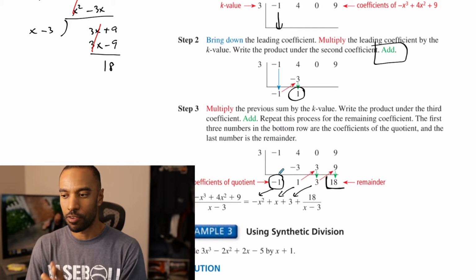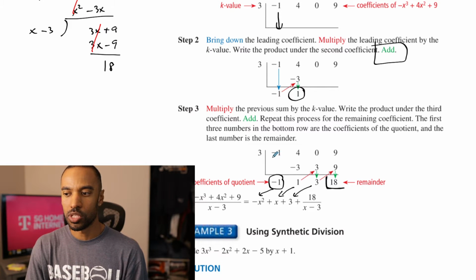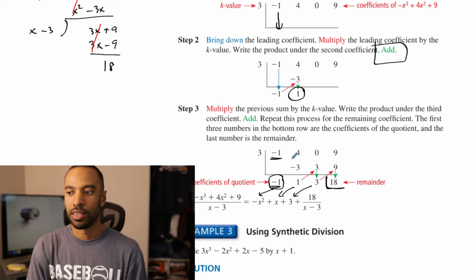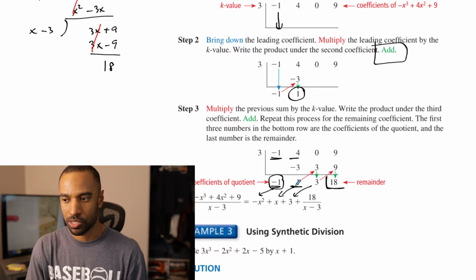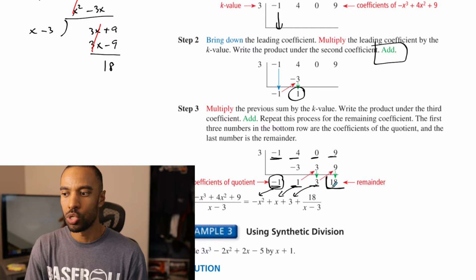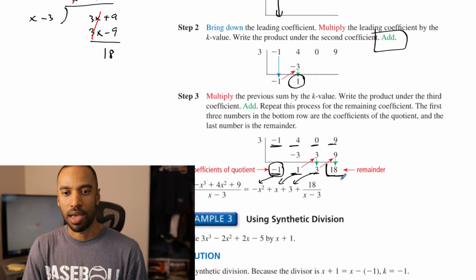That's what synthetic division understands, is that this was a cubic coefficient. Now this is a quadratic coefficient. It goes from an x cubed to an x squared. This goes from an x squared to an x. This goes from an x to a constant. This goes from a constant to a remainder. So that's the result, right?